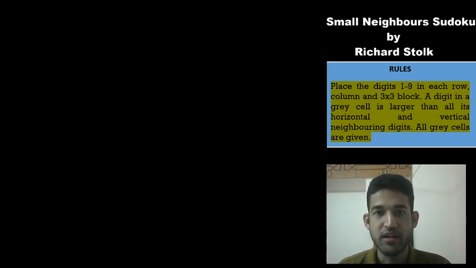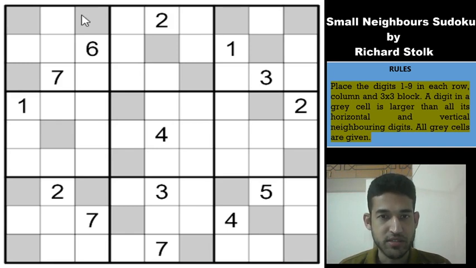The rules are: each row, column and box will contain the digits from 1 to 9. A digit in a grey cell is larger than all its horizontal and vertical neighboring digits. All grey cells are given. Okay, so for example, let us take this grey cell. There are many such grey cells in the grid. This grey cell will be greater than all these 4 orthogonal neighboring digits. There are 4 neighboring digits, right? Row 6, column 7, row 8, column 7, row 7, column 6 and row 7, column 8. This grey cell will be greater than all these neighboring digits.